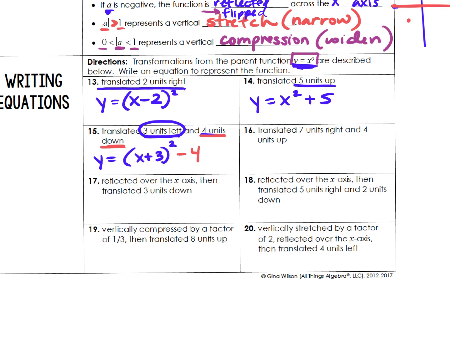Okay? Okay, you do number 16. 7 units right, 4 units up. See what you get. 7 units to the right, 4 units up.